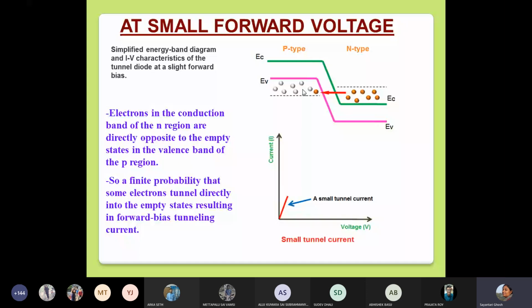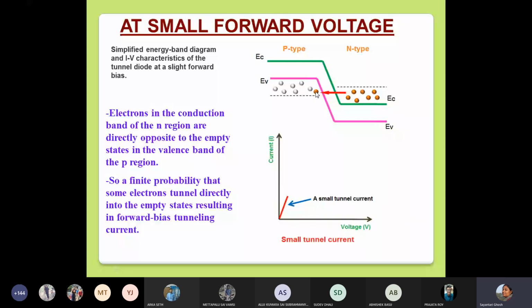As soon as you apply a small forward voltage, these states start seeing the empty states on the other side, and immediately, because of this very thin potential barrier, some tunneling starts occurring. The most interesting part here: no cut-in voltage. As soon as you apply a small forward voltage, a small tunnel current starts flowing, which is absent in normal PN junction diodes. This only happens because the barrier is quite thin here. So a small current starts flowing due to quantum mechanical tunneling.